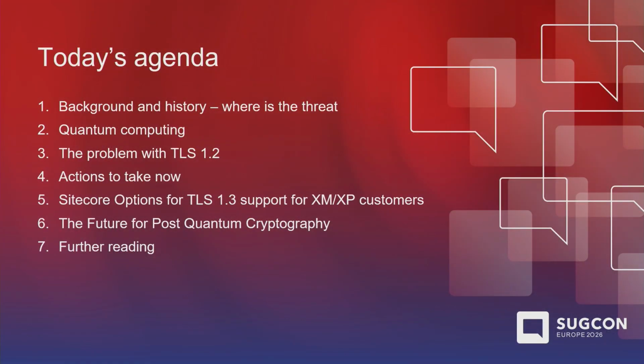For today's agenda, I'm going to talk a little bit about the background and history and where the threat is. I'm going to give a brief introduction to quantum computing. I'm going to talk about the problem with TLS 1.2. I'm going to go through some of the actions that we can take now and some of the actions that we're also taking at Macmillan. I'm going to talk about some Sitecore options for TLS 1.3 for XM and XP customers, because TLS 1.3 is not officially supported yet for XM or XP customers. I'm going to talk about the future of post-quantum cryptography as well, and then I have a slide on some further reading because I've written a blog post about this as well.